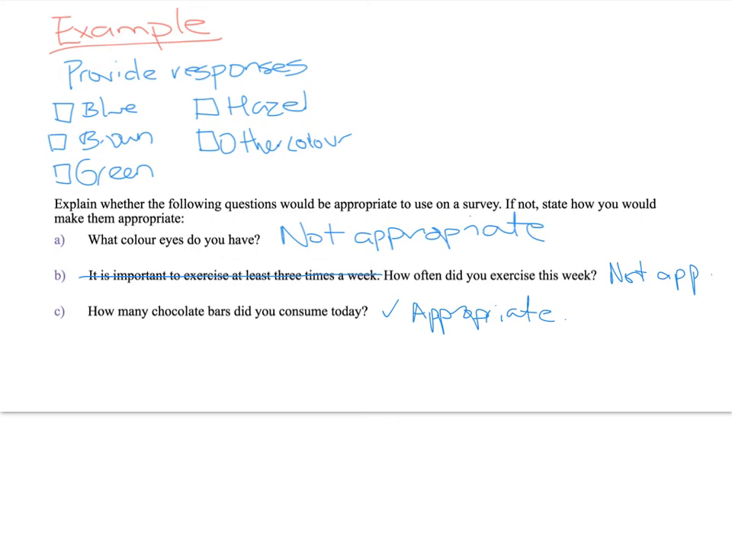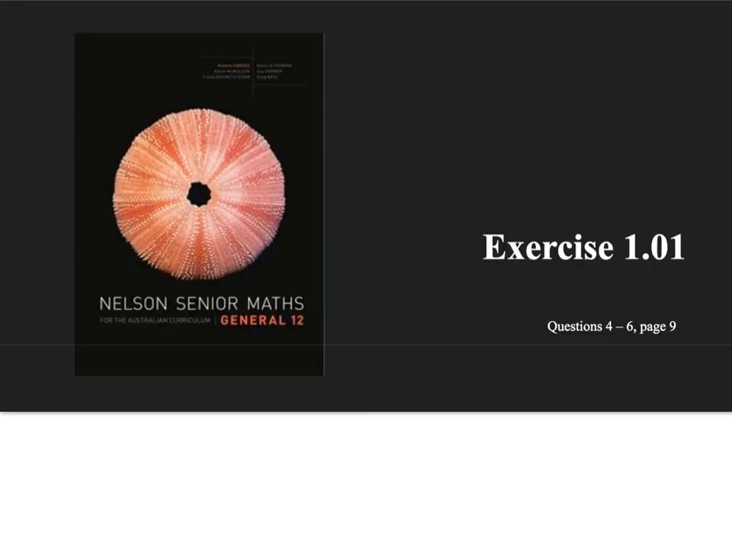So make sure you get this example down, because now I would like you to head on back to your textbook. Don't forget you can access this online. You're going to do just questions 4 to 6. They're on page 9, just continuing that exercise. Questions 4 to 6 are your data questions.